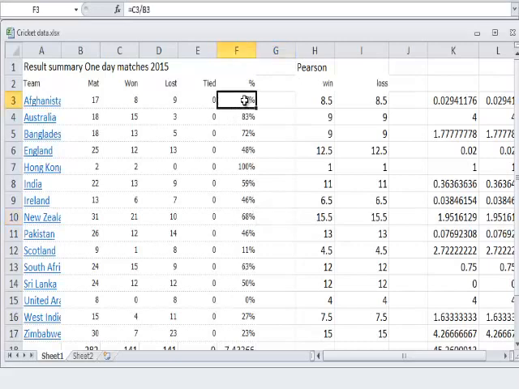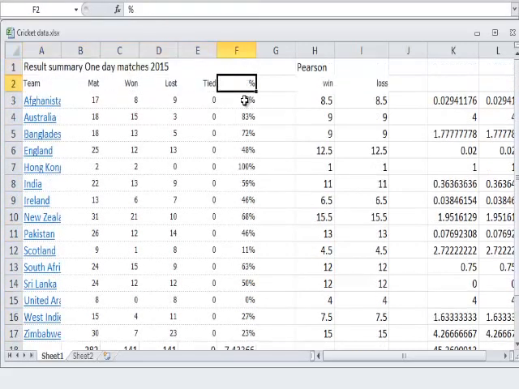So here we have 47% as the probability for Afghanistan of winning its matches. 83% is the Australian probability because they won 15 matches out of 18. Bangladesh has 72%, and England has 48%. Hong Kong has 100% probability of winning all its matches. It played 2 and it won 2. India has 59% and Pakistan has only 46%. Ireland is the same as Pakistan. New Zealand has 68%.